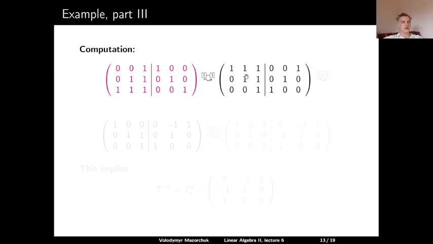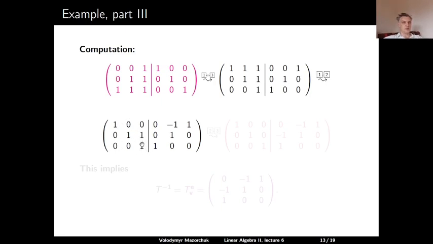In the second column, we have 1 in position 2,2, so we need to kill 1 in position 1,2. So we subtract row 2 from row 1. Rows 2 and 3 remain the same, and the new row 1 becomes 1 minus 0 is 1, 1 minus 1 is 0, 1 minus 1 is 0, 0 minus 0 is 0, 0 minus 1 is minus 1, 1 minus 0 is 1. So now we are done with the second column.